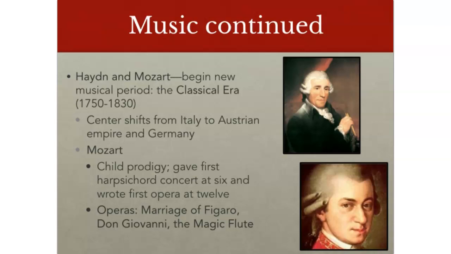And the center of this great music shifts from Italy, which was the initial hub of this great music, to the Austrian Empire, the Habsburg Empire, and to Germany. So you probably have heard about Mozart. He was a child prodigy, gave his first harpsichord concert at 6 years old, and wrote his first opera at 12, then wrote many famous operas, including The Marriage of Figaro, Don Giovanni, and The Magic Flute.